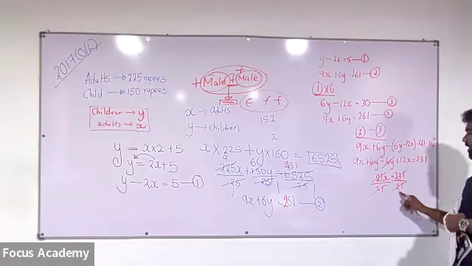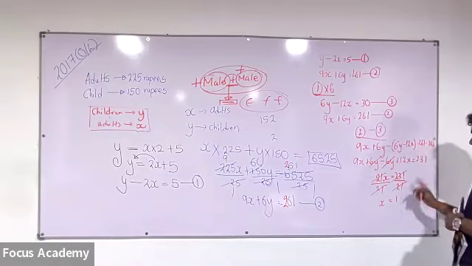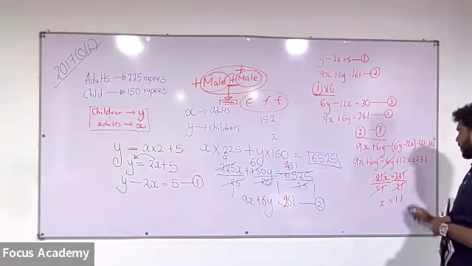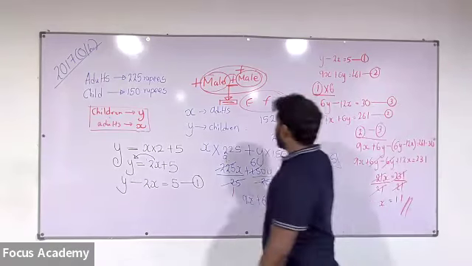In 23, how many 21s are there? 1. Remainder is 2. I bring down the 1, that is also 21. In 21, I have 1. So what is the answer for x? x is equal to 11.